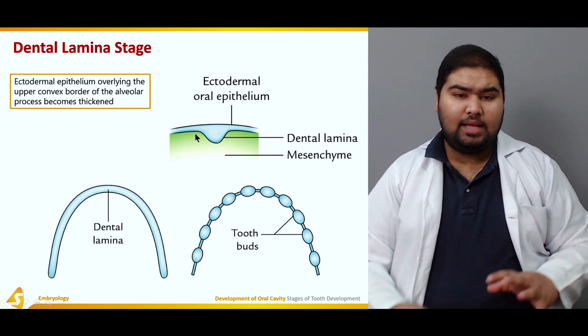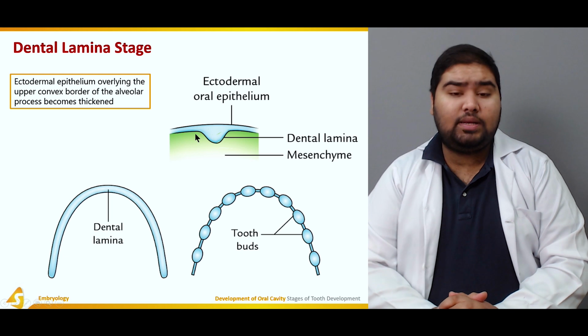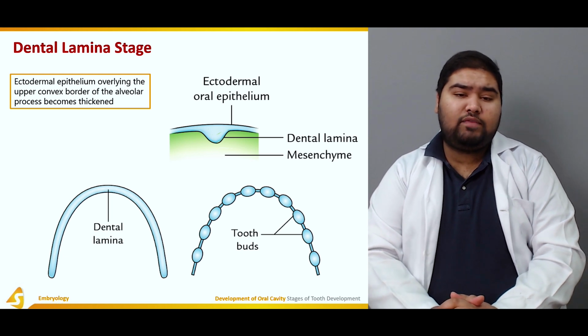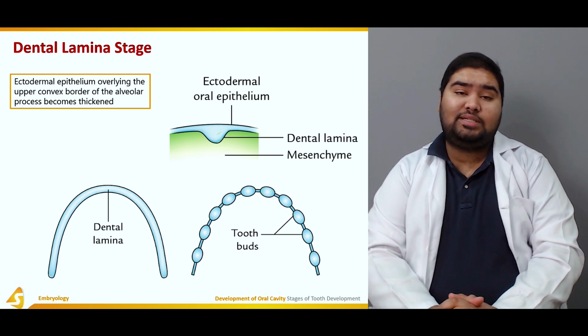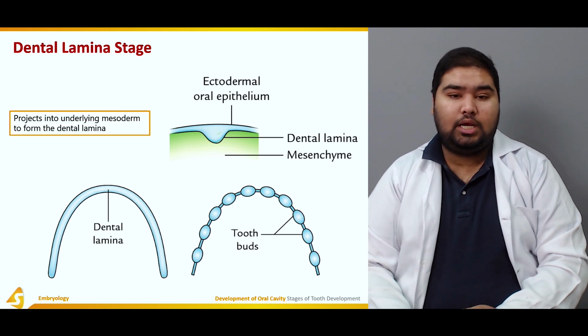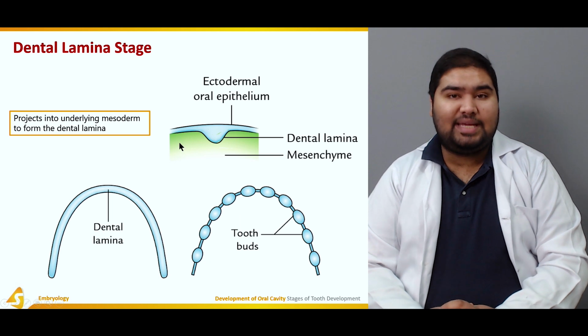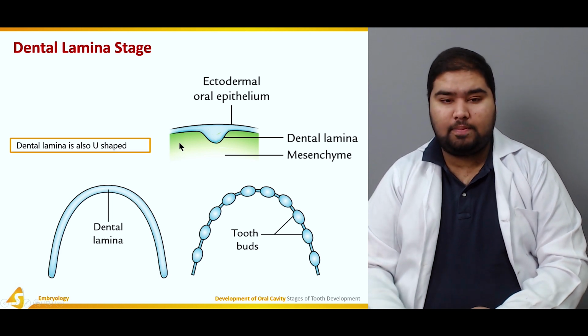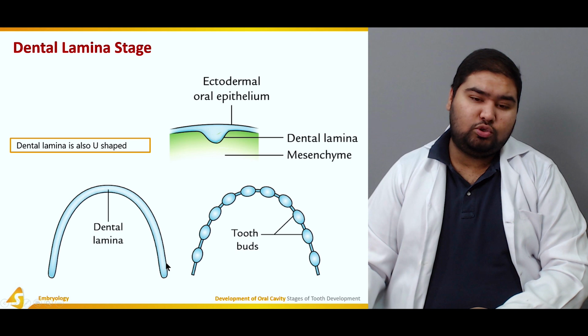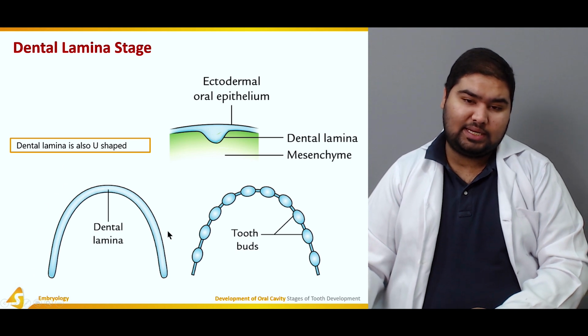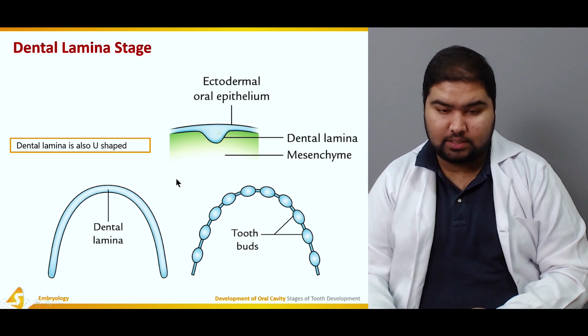So let's see, the ectodermal epithelium which overlies the upper convex border of the alveolar process becomes thickened. It projects into the underlying mesoderm and now forms the dental lamina. The dental lamina is also U-shaped. Here you can see this is the dental lamina. It is U-shaped.